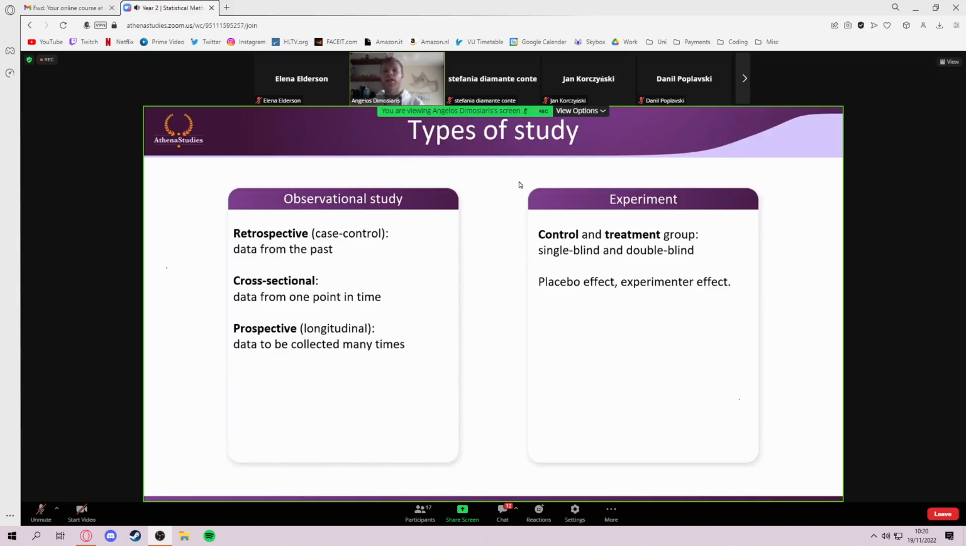So for example, if you have a real vaccine and a placebo vaccine, in a double blind experiment, the participant comes to the lab, he or she receives a vaccine. They don't know if it's the placebo vaccine or the real vaccine. And also the person who administers the vaccine, who gives the vaccine to the participant, doesn't know if it's the real one or the placebo.